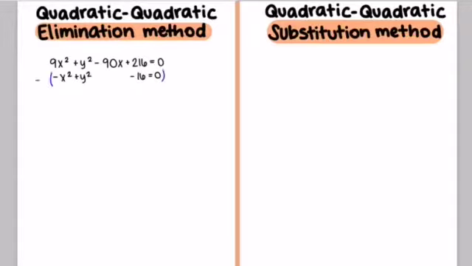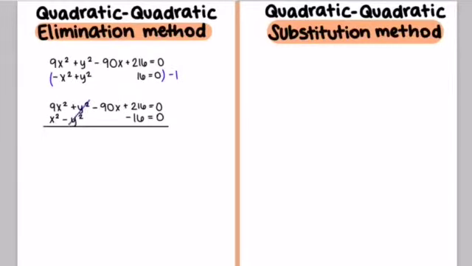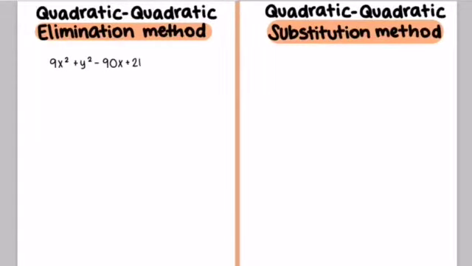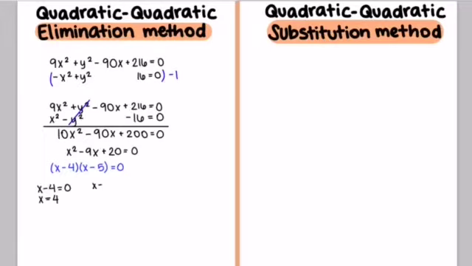By eliminating that y squared, we get 10x squared minus 90x plus 200 equals 0. We're going to simplify that into x squared minus 9x plus 20 equals 0. And that trinomial, we're going to simplify by factorizing. We get x minus 4 times x minus 5 equals 0. Now we're going to get the two x-intercepts, which are x equals 4 and x equals 5.